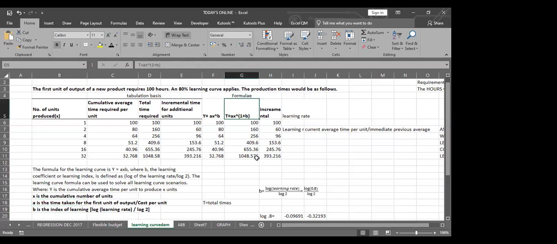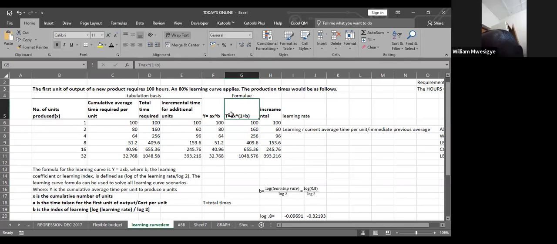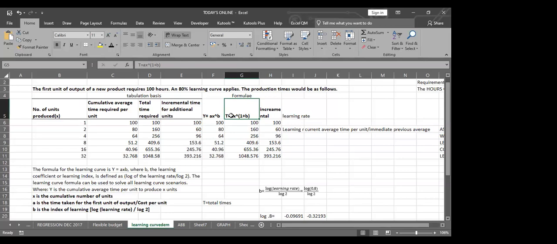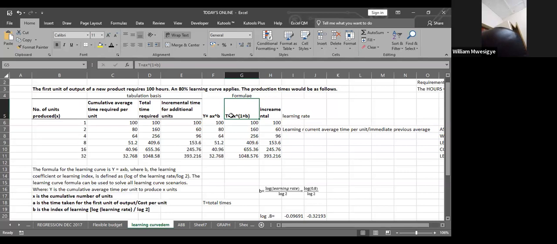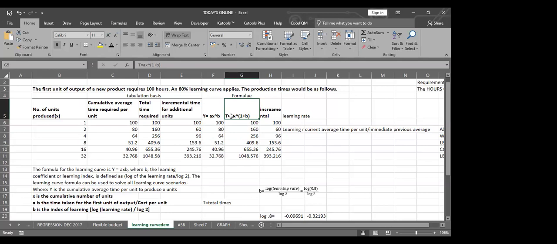You will use this formula. If you use that formula, you get y, and that y is the cumulative time to produce the first unit. And they're asking the total time to produce 4 units. Total time to produce 4 units.